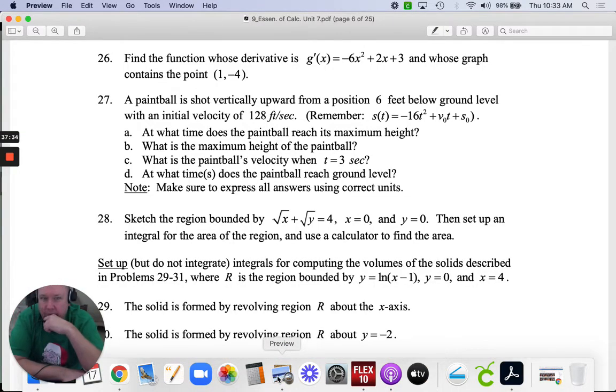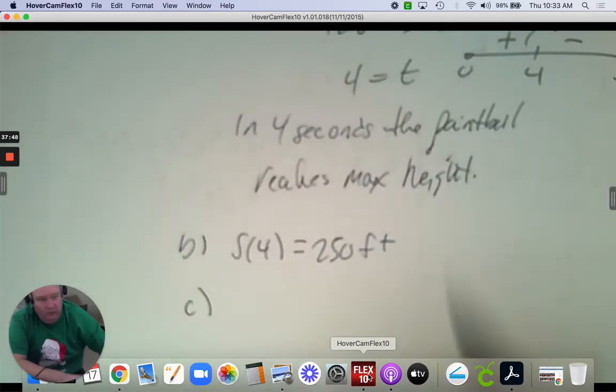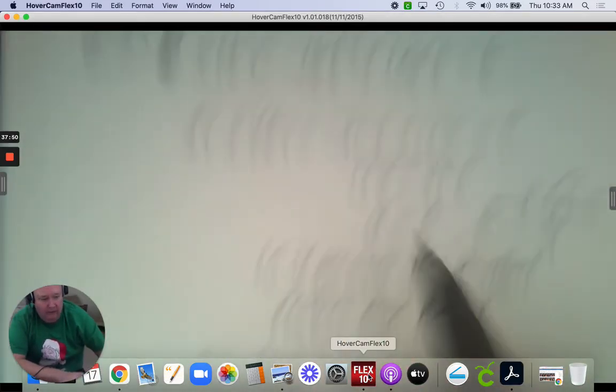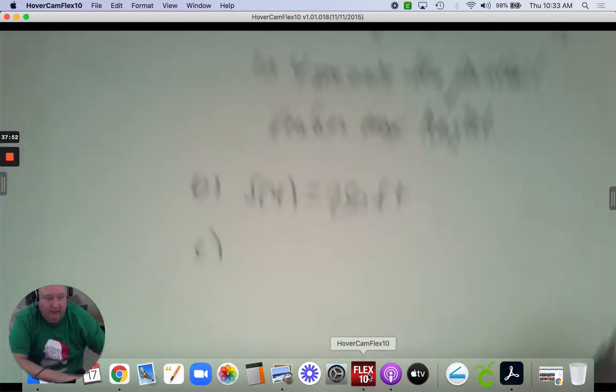What is the maximum height of the paintball? So we take that answer 4 and we plug it into the position function. So I'm just going to do the hard work for you, and that answer is 250 feet. So we take that answer 4, you plug it into the position, calculate it, done.